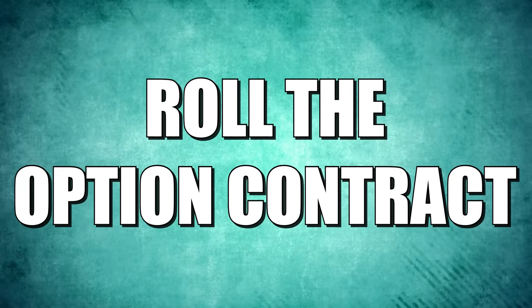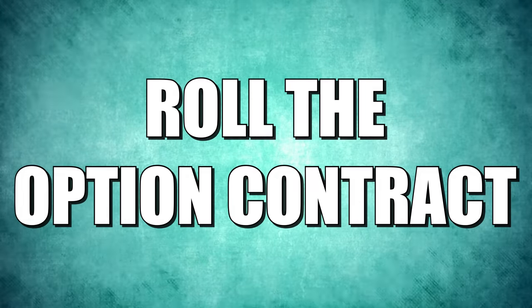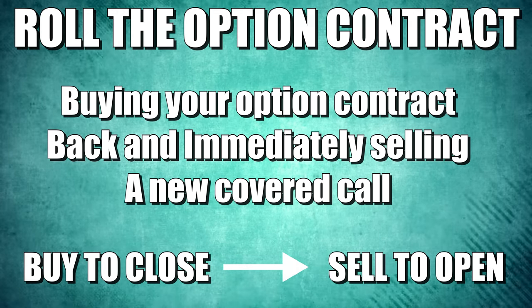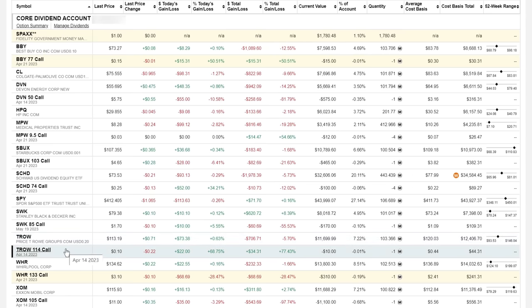Strategy number three here is known as rolling the option. When I say roll your option contract, what I mean is you are at the exact same moment buying back your existing contract and selling a new one. I think the best way to look at this is with an example. Let's take a look at T. Rowe Price in my portfolio right here.